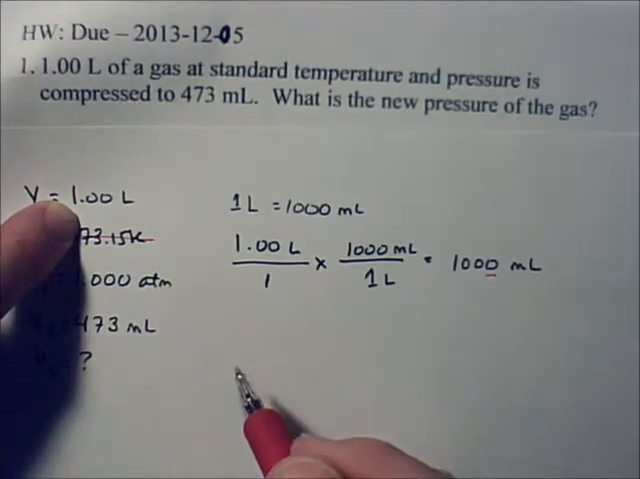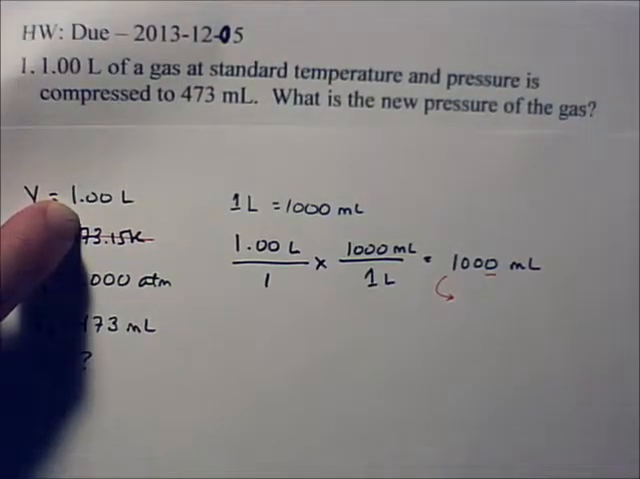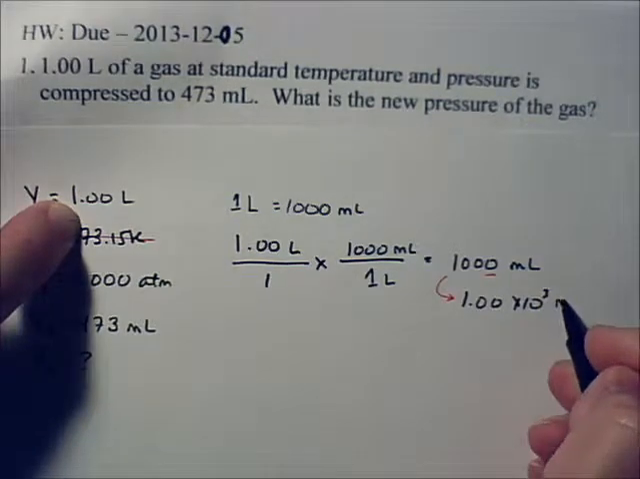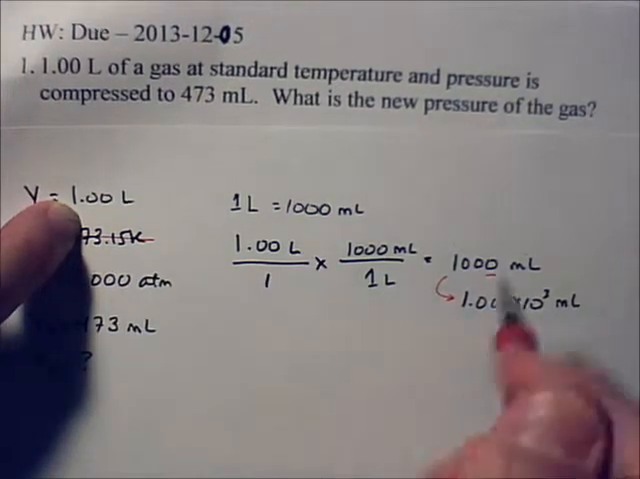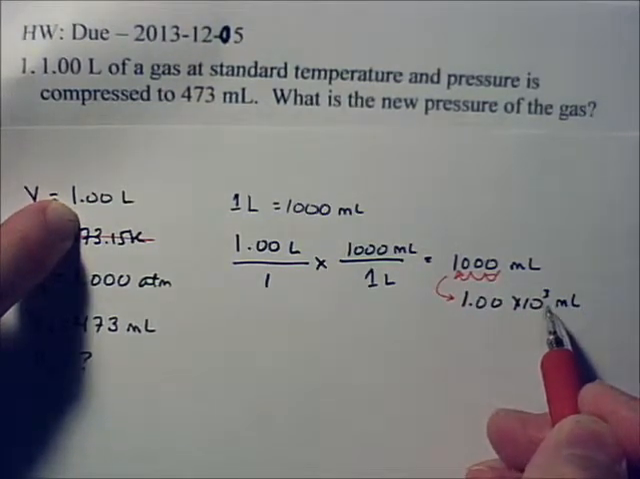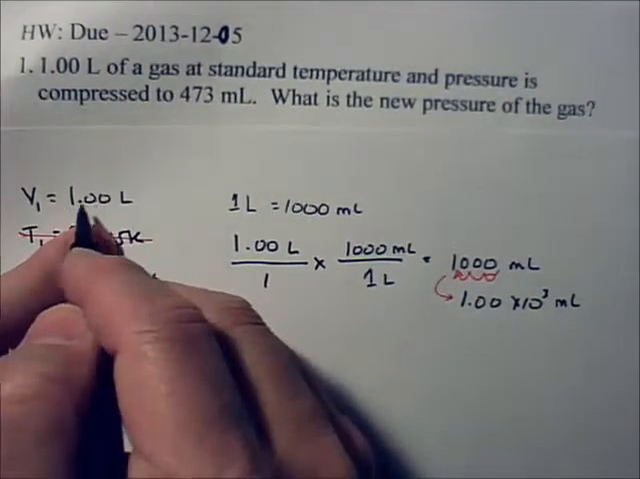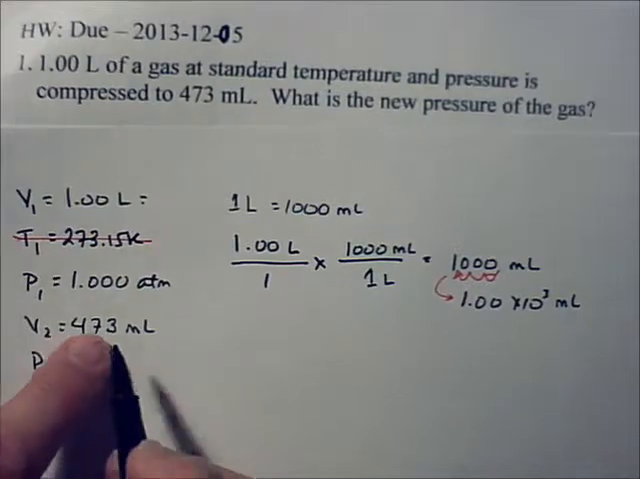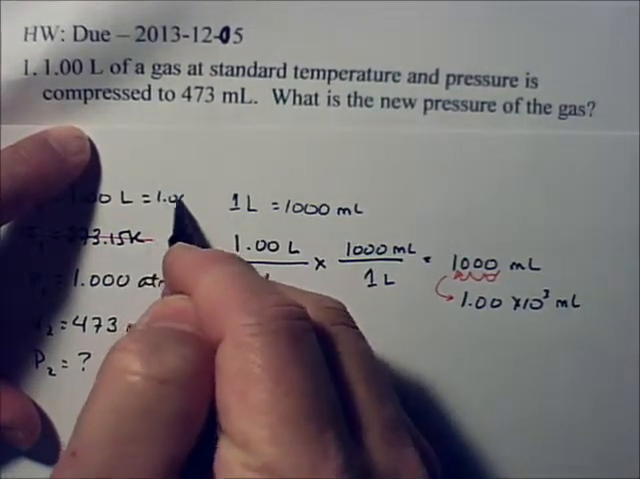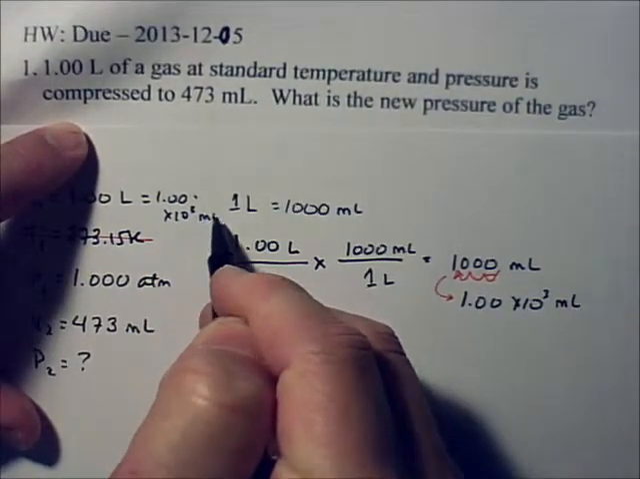So this digit here on the end is not going to be significant. Now you can do the math and remember that, or we can go ahead and round it off and say it's 1.00 times 10 to the third milliliters, because I moved the decimal place 1, 2, 3 places, and 3 places to the left gives an exponent of a positive 3. So now we know our first volume is 1.00 times 10 to the third milliliters.